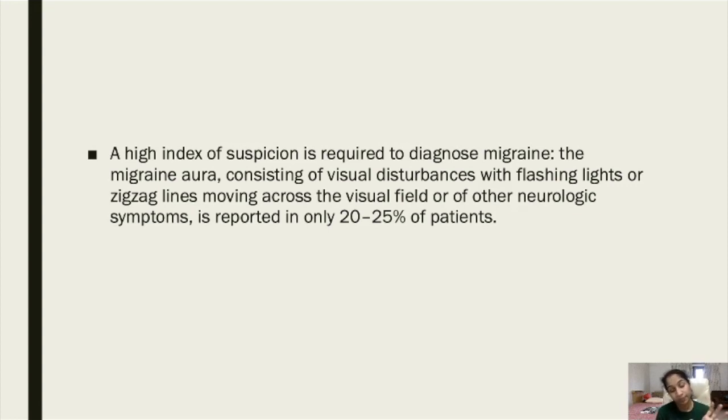So that is a thing for diagnosis, but it is seen only in 20 to 25% of the patients. So a flashing of light will come in the visual field. Visual field means the side vision, what all things we can see. So at the side, they will get zigzag lines moving across the visual field, or they will get a flash of light coming and going like that. So that is a migraine aura, and it is seen in 20 to 25% of patients only.